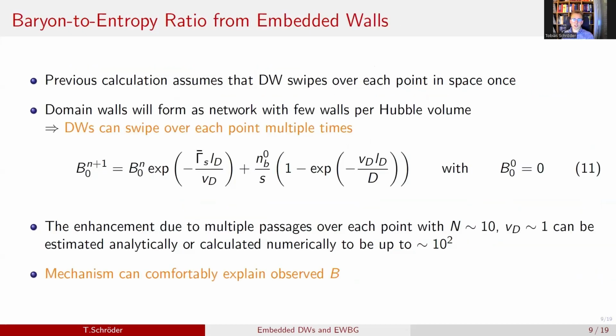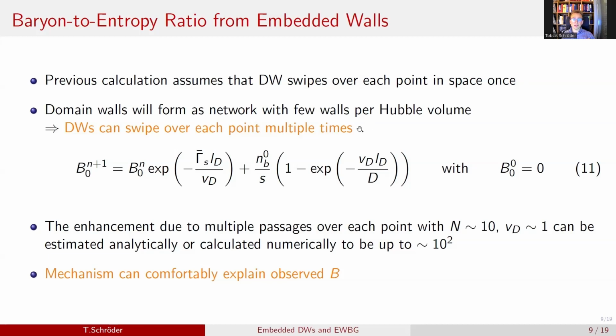The previous calculation assumed that domain walls swipe over each point in space only one time. In reality, we will, however, not obtain a single domain wall, but an entire network of domain walls with a few walls per Hubble volume. The walls can then swipe over each point in space multiple times.